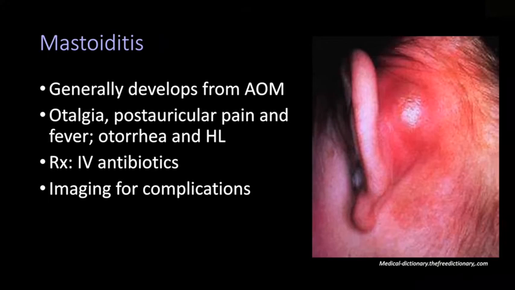Mastoiditis generally develops from acute otitis media, and patients classically present with otalgia, fever, postauricular pain, as well as postauricular erythema and swelling as you see in this photo. They may also have otorrhea and hearing loss. These patients are treated with IV antibiotics, and this is really a clinical diagnosis, and the main point of imaging is to look for complications.